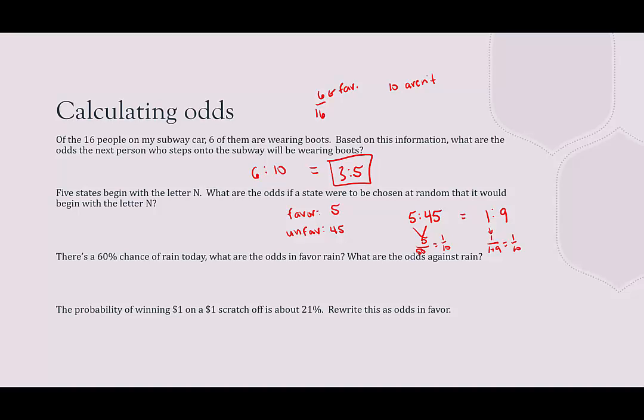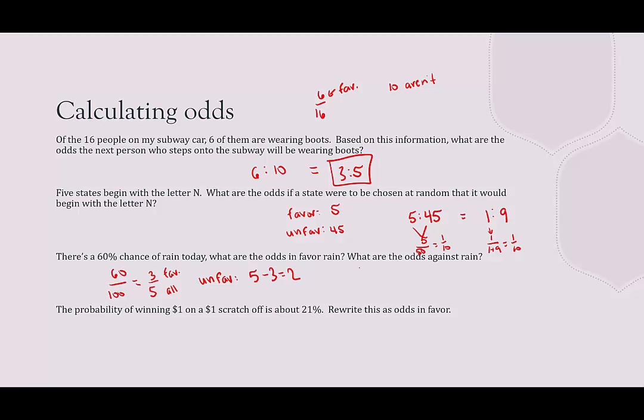Okay, there's a 60% chance of rain today. Actually, we're expecting a blizzard, so it's like 100%. But in this example, there's a 60% chance of rain today. What are the odds in favor of rain? What are the odds against? So finally, we see odds against. If there's a 60% chance, that would be 60 out of 100. This would be the probability. I want to simplify my probability. That would be 3 out of 5. Oh, that looks familiar. That's like the first one. All right, so this is favorable, and this is all, which means unfavorable would be all minus favorable. So there are 2 unfavorable outcomes in this scenario.